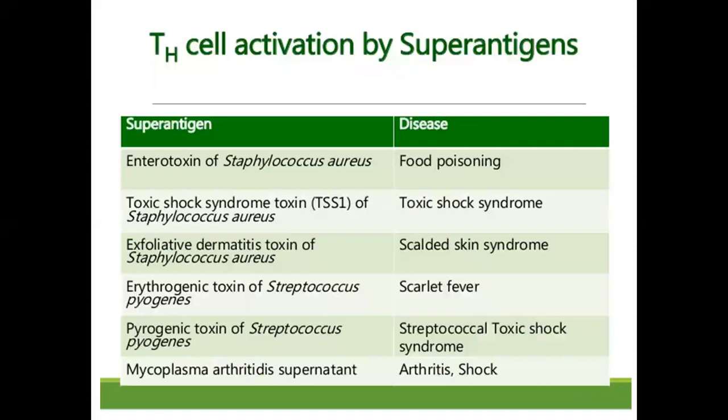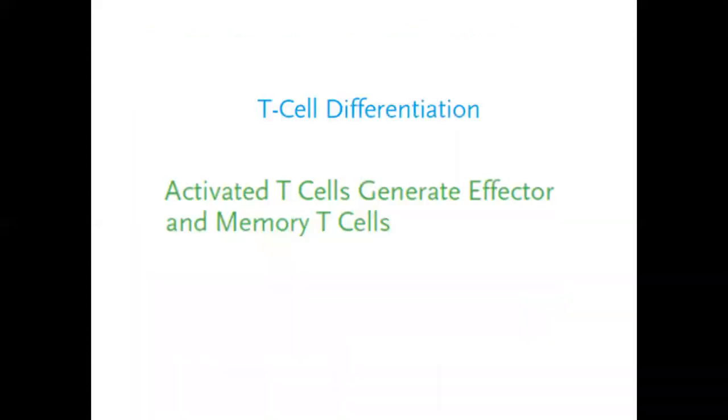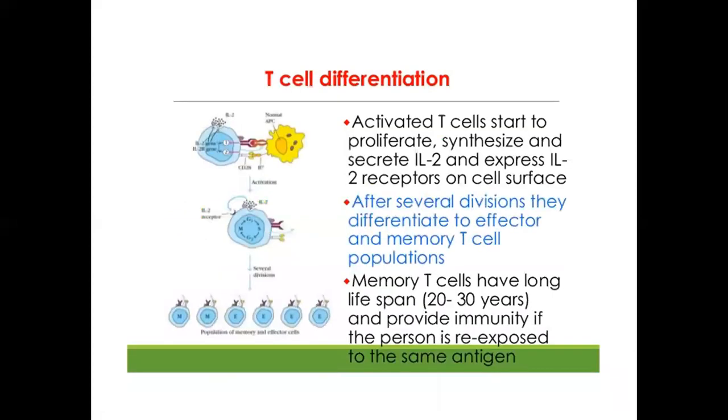These are some of the superantigens given and the diseases they cause. So this is about T cell activation. Next, differentiation. Activated T cells generate the effector cells and the memory cells, E cells and M cells. Once signal 1 and signal 2 are given, they proliferate through several divisions and give M for memory cells and E for effector cells.